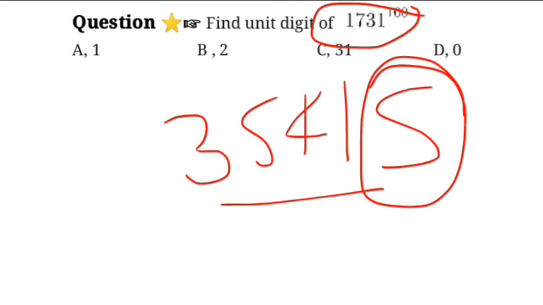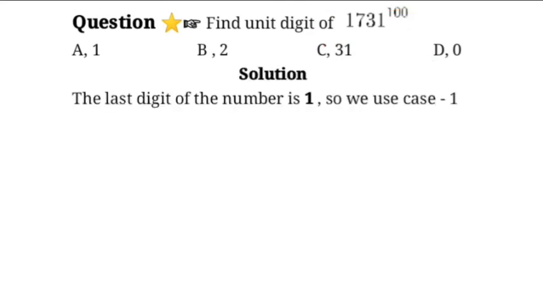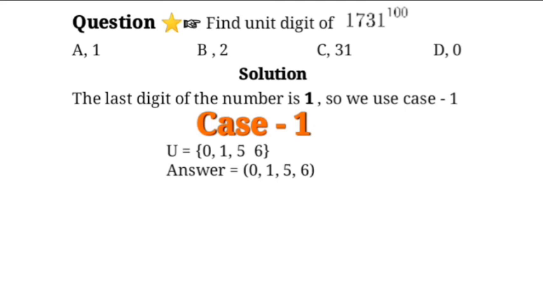So the last digit of this number is 1. If it's 1, we need to use case 1. What does case 1 say? Case 1 says if u, which is the last digit of that number, is 0, 1, 5 or 6, the answer will always be 0, 1, 5 or 6. So in this case, if it is 1, the answer will always be 1. So the answer will be A.